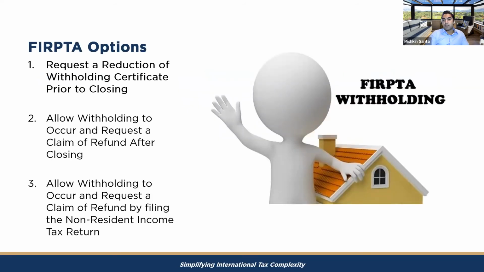Okay, so what are my options? I just gave you the general rules for FIRPTA, how it works, what happens there, the 8288, the 8288-A. What other options do I have? Well, in my world, there's only three real paths that you can fall under. You can do a request for a reduction. You can allow the withholding to occur and do a claim of refund, or you can allow the withholding to occur and do the claim of refund on a non-resident tax return. So I'm going to go into all three of these and walk you through them.